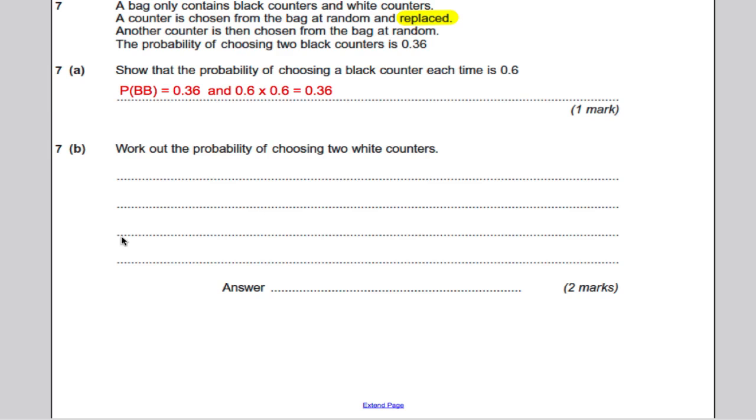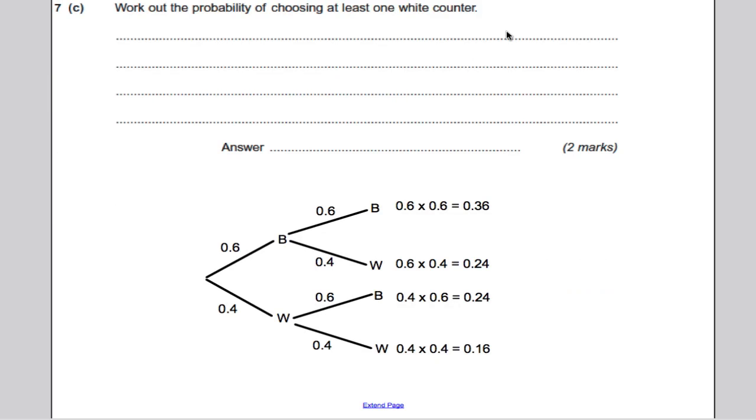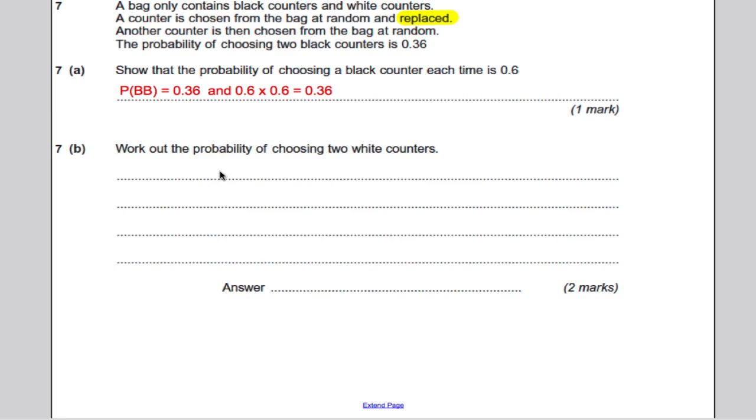The probability of choosing 2 white counters, well, if we go to our tree diagram, that would mean we chose a white and then we chose a white again, which is 0.4 times 0.4, which is 0.16. So what I've said here is the probability of choosing a white is 1 take away the probability of choosing the black, which is 0.4, and then we'll do 0.4 times 0.4 to get 0.16.